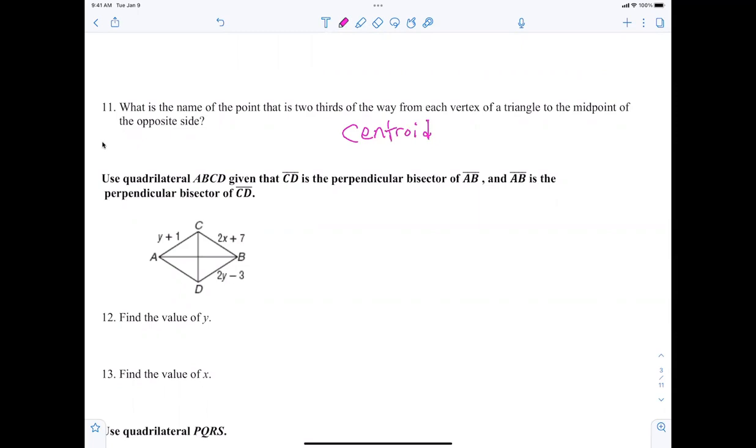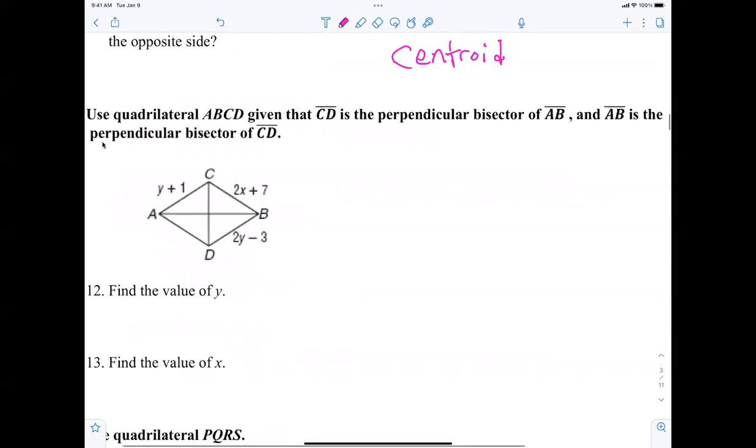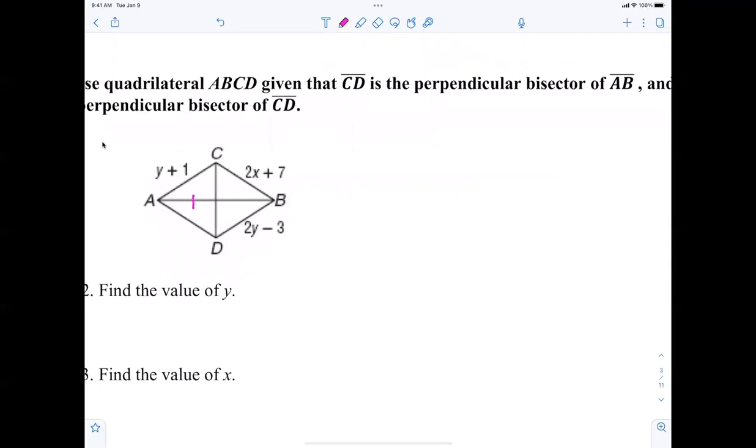All right. Quadrilateral ABCD, given that CD is the perpendicular bisector of AB and AB is the perpendicular bisector of CD. Now, if I were you, what I would do right off the bat is mark that these are equal, and these are right angles. So what's true about all 4 of those triangles? Side, angle, side. Thank you very much. They are congruent.